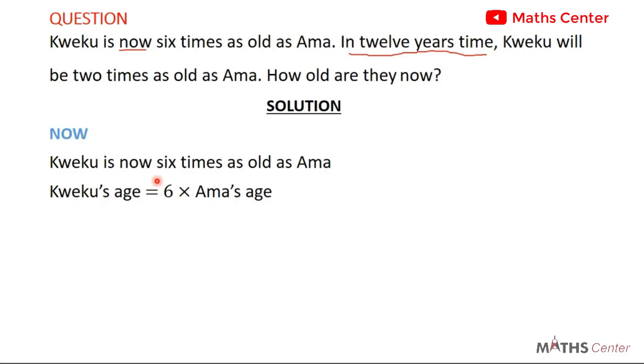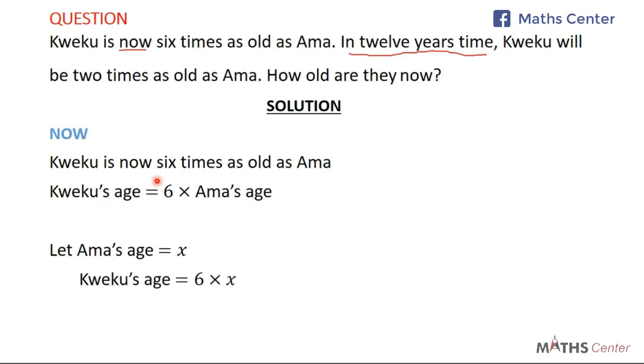So if you want Kweku's age now, let's say we are in 2018, if that is the now being talked about here, Kweku's age is 6 times Amma's age. So from here we can say that if we let Amma's age be x, Kweku's age will be 6 times x, which is 6x. So we have let a variable represent the unknown. I hope that is clear.